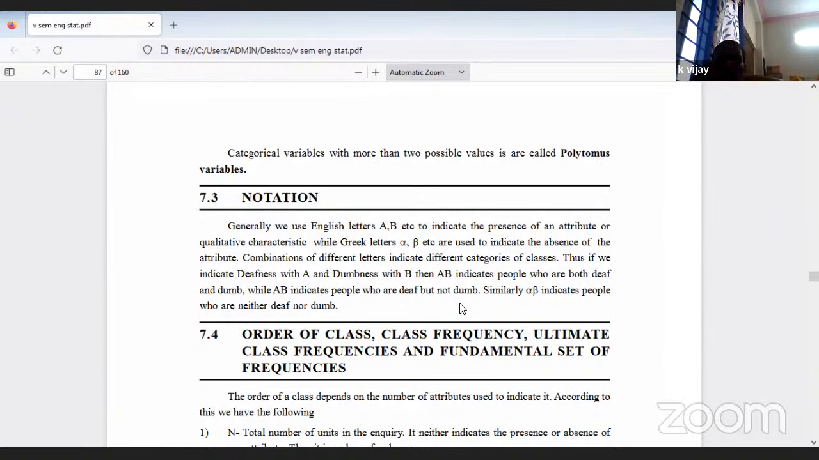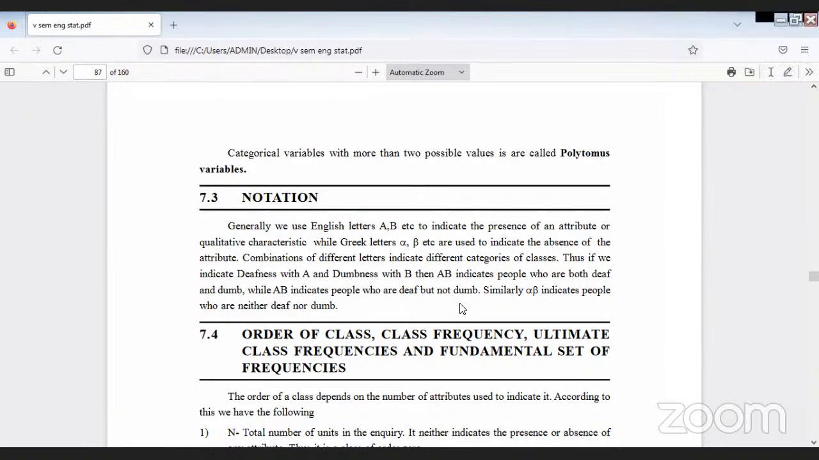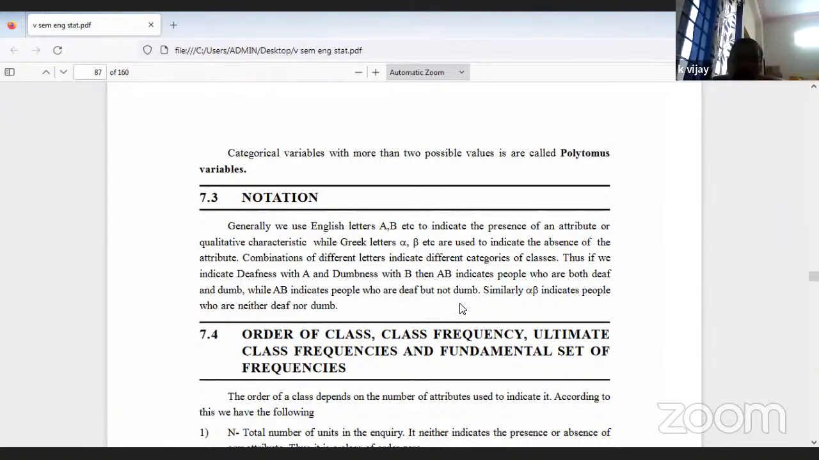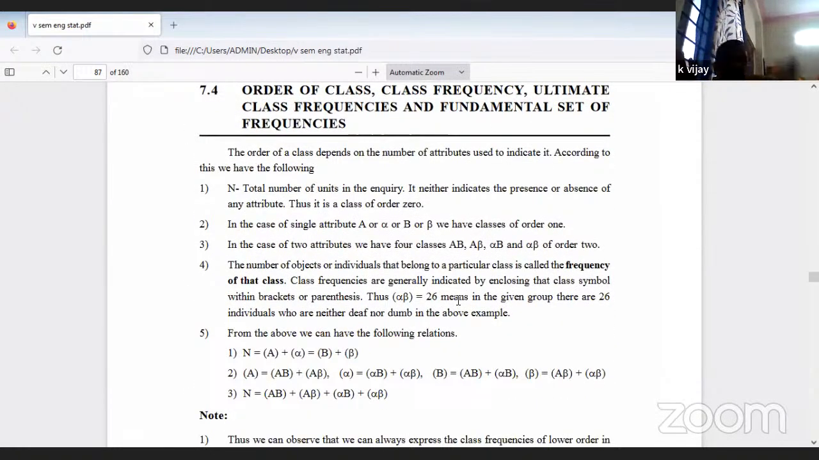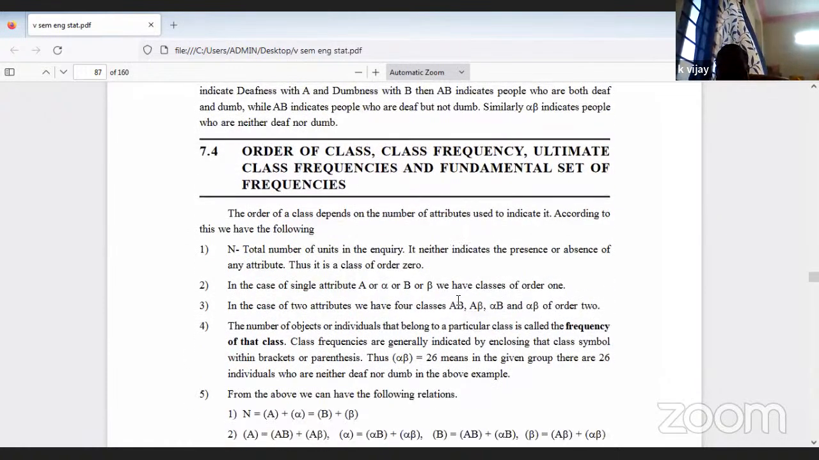Yes sir. Alpha beta. Yes, sir. Similarly, alpha beta indicates people who are neither deaf nor dumb. See here, I'm going directly to the order of class, frequency, ultimate class frequencies, and fundamental set of frequencies. The order of class depends upon the number of attributes.